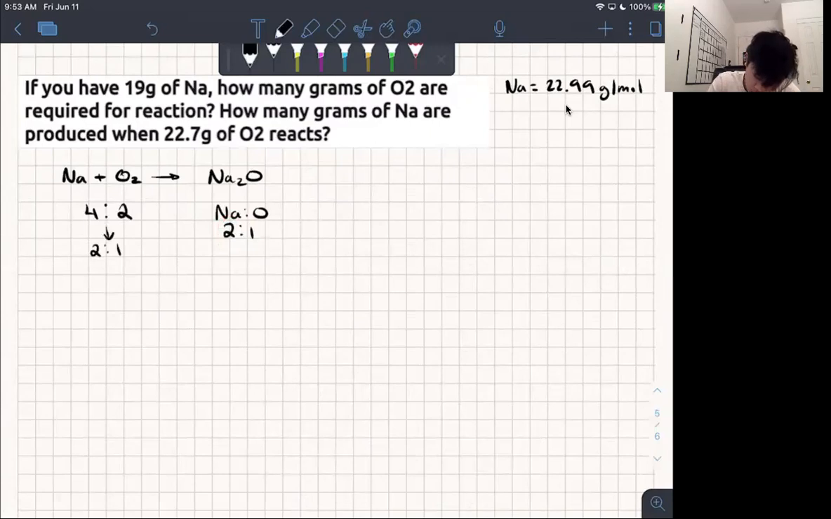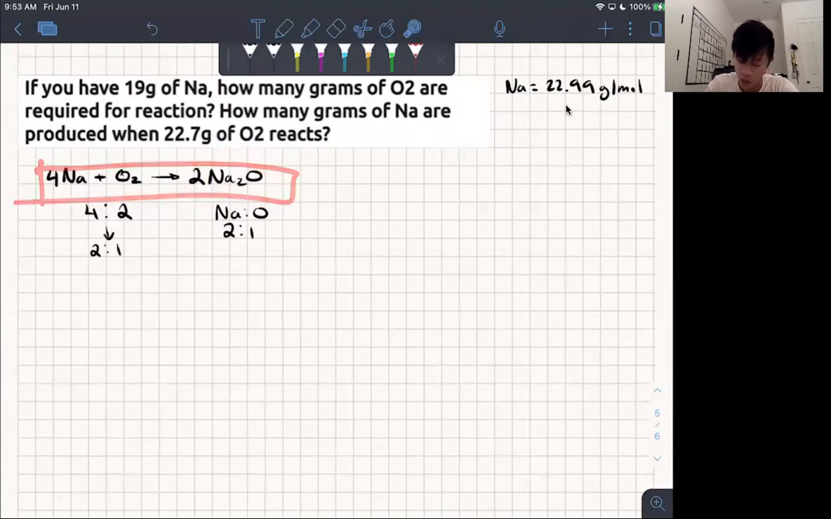Since there are already two oxygens here, we need to make it so that there's 4 sodiums here. So we're going to put the 4 as a coefficient. Then we need to make sure that this part is balanced as well. When there's 4 sodiums, what coefficient needs to go here? That would be a 2, and this 2 carries over here. So this 2 multiplied by the oxygen still yields 2 oxygens and 4 sodiums. So now we have 4 sodiums, 2 oxygens, 4 sodiums, and 2 oxygens. Now we know that this equation is balanced, so now we can work with it.